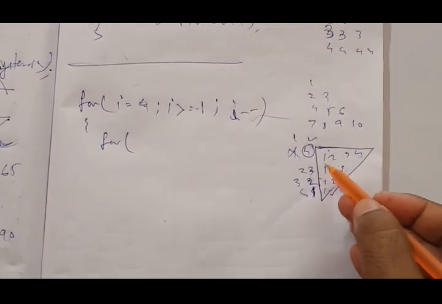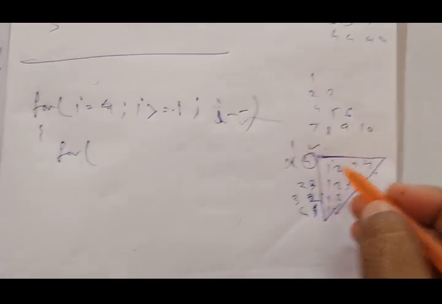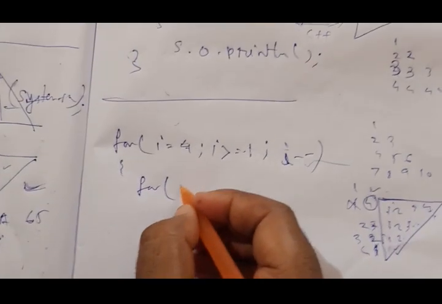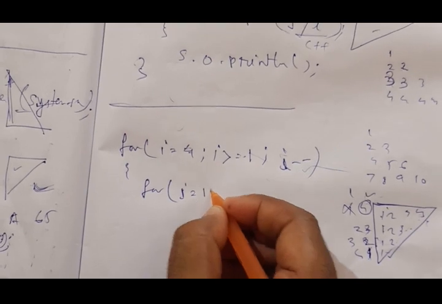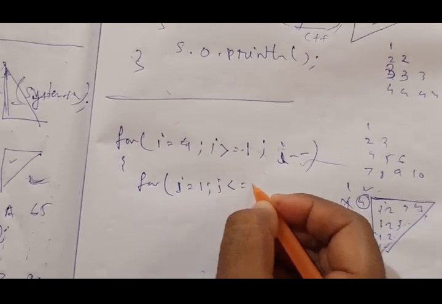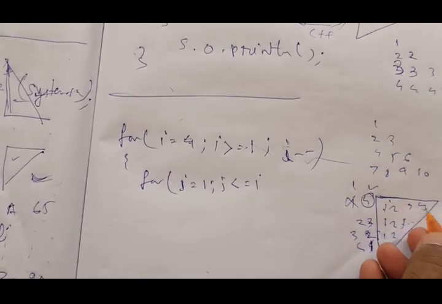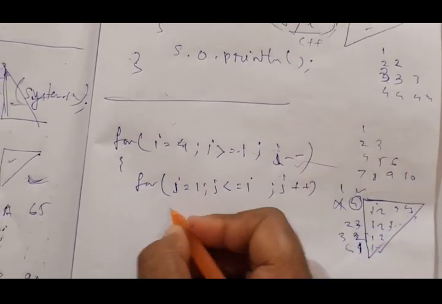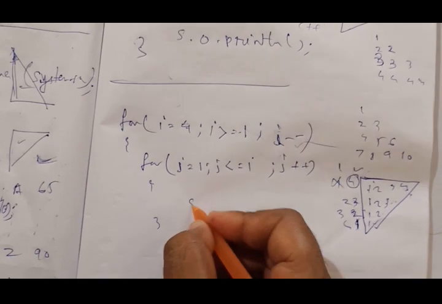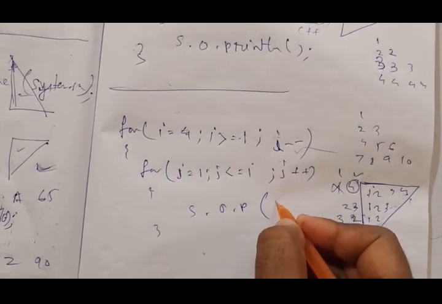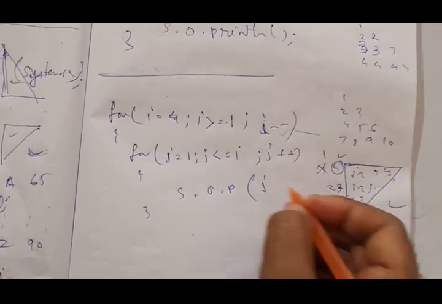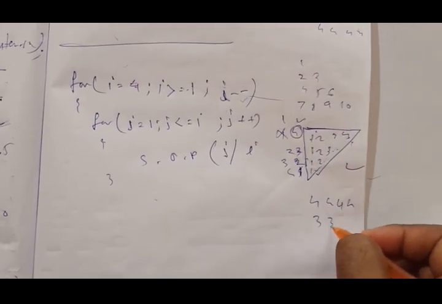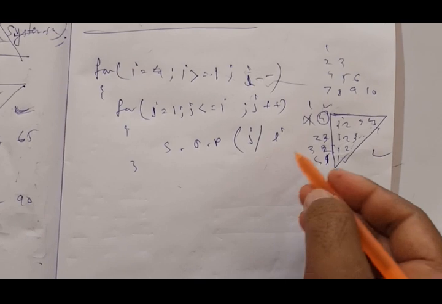Then for the same, how many times? 4 times. The starting point is 1, the ending point is i. So j is equal to 1 and j less than or equal to i, because these are all smaller than this value of i. So j plus plus, and again, in the same way, System.out.print. If you print j, you get this value. If you print i, you get 4 4 4 4 3 3 3 2 2 1.